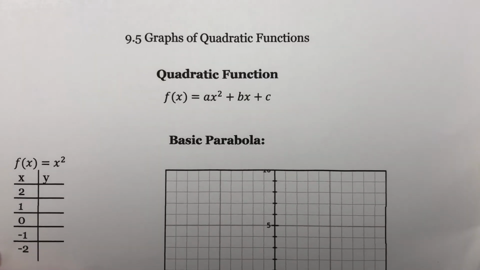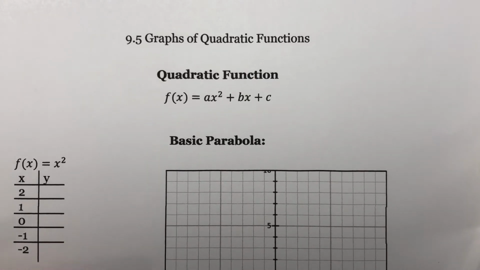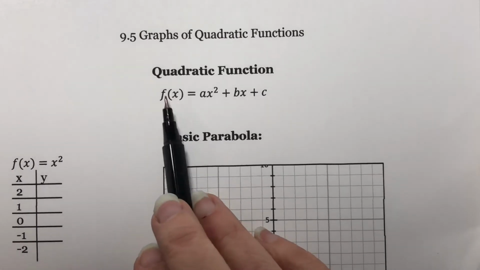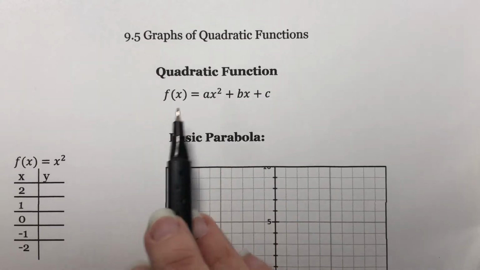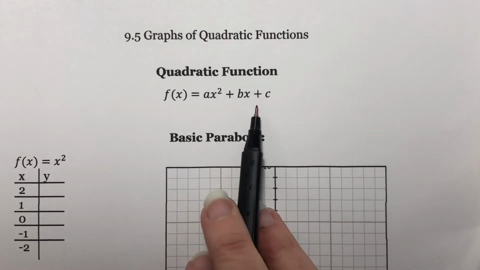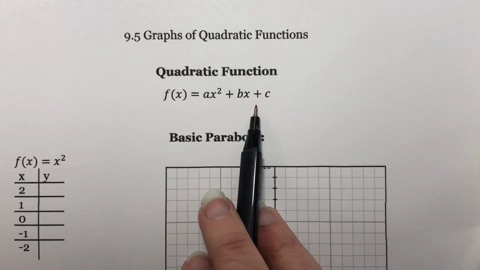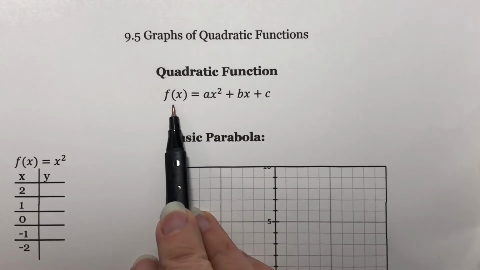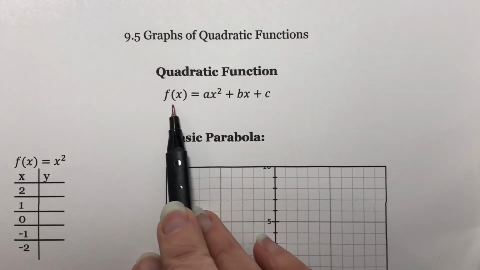This is section 9.5, graphs of quadratic functions. A general quadratic function looks like this: f of x is equal to ax squared plus bx plus c. The only difference between what we have right here and what we've been dealing with is that this is a function right now. It's not equal to any particular value.